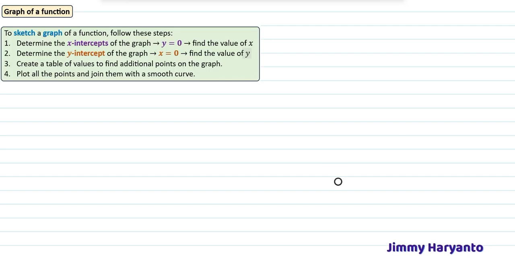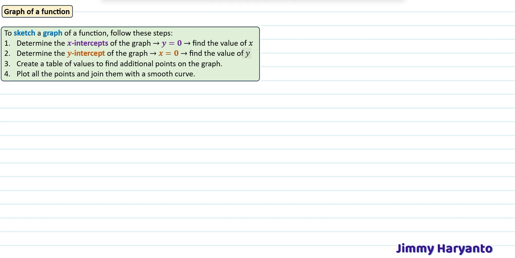And then next we will learn how to graph a function. To sketch a function, or to draw a function accurately, you have to follow these steps. First, you have to determine the x-intercept of the graph, which is where y equals 0. The rule is when you want to find the x-intercept, y has to equal 0, and after that you can find the value of x. The second step is to determine the y-intercept. The rule says when you want to find the y-intercept, x has to be 0, and then you will have the value of y.